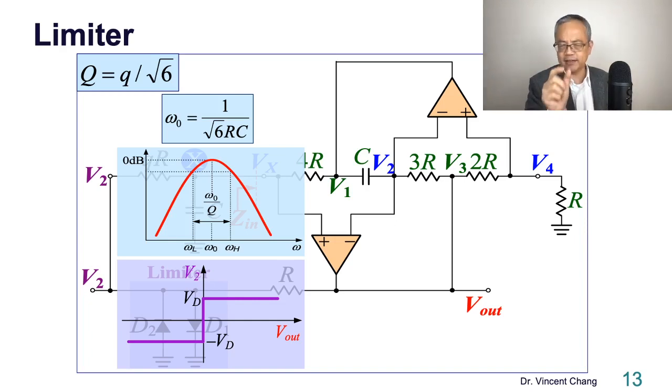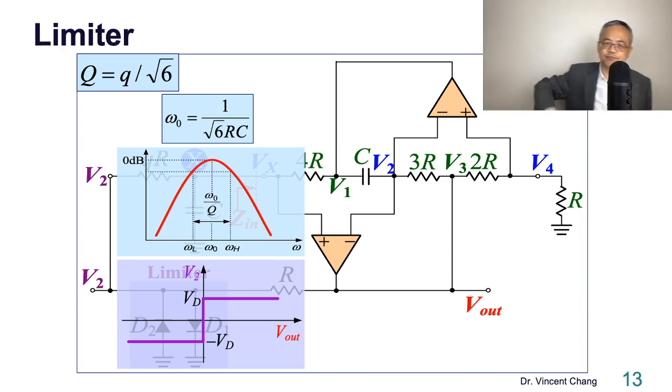Now, dead band. Ignore. So when can the dead band be ignored? If the V out is large enough. Then the dead band can be neglected compared with the magnitude of the V out. So if the dead band is neglected, then we can draw this.